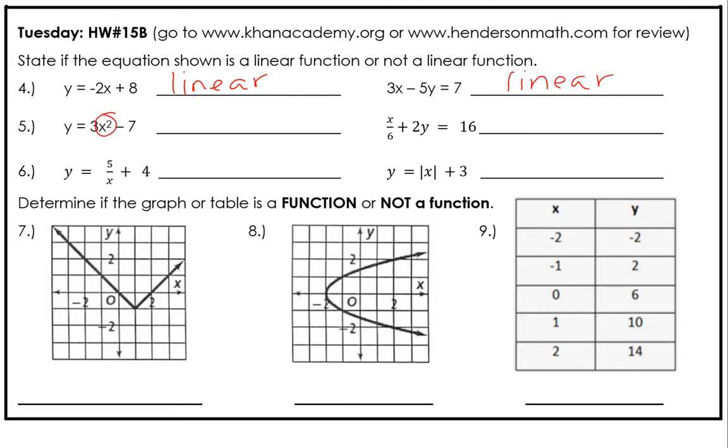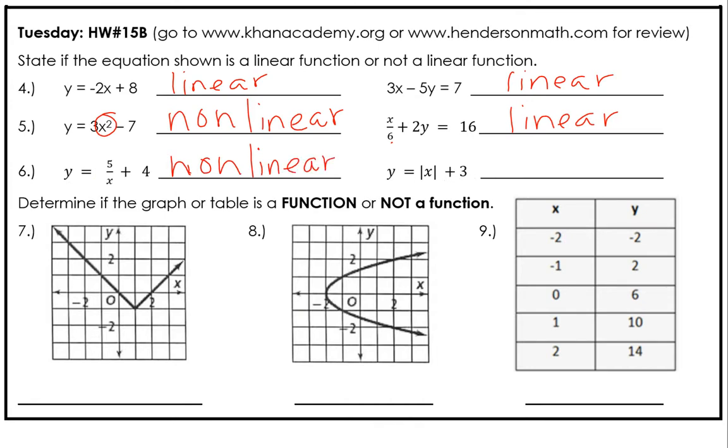This one has a power, so that breaks the rule. That is non-linear. This one does not break any rules. No powers, no variables in the denominator, and no products of variables. So this one is linear. Number 6 breaks a rule. Do you know what rule it breaks? No variables in the denominator. So that is non-linear.